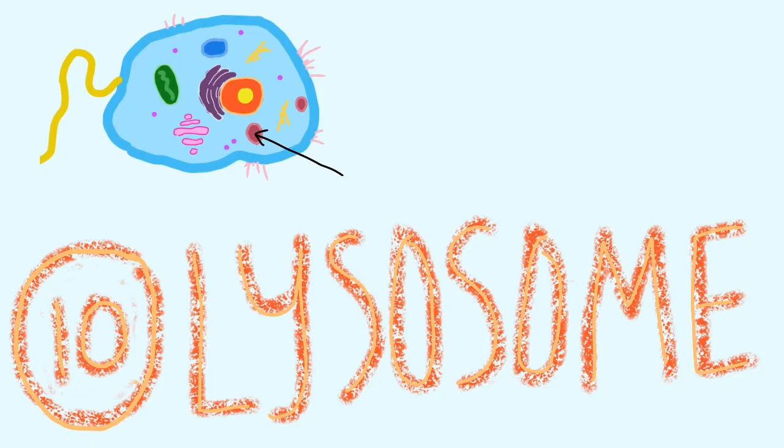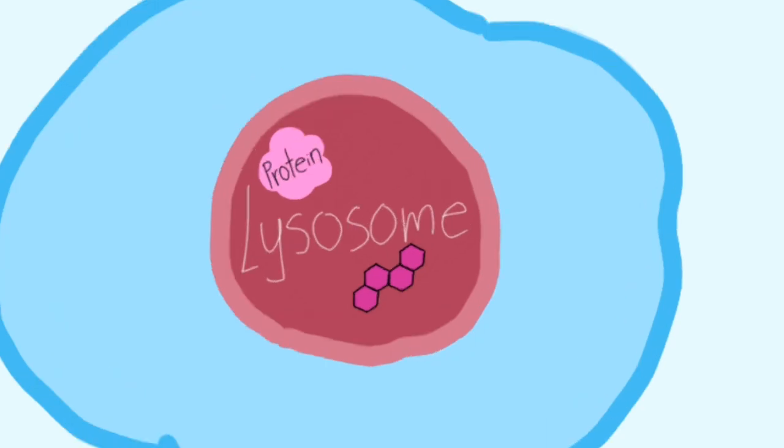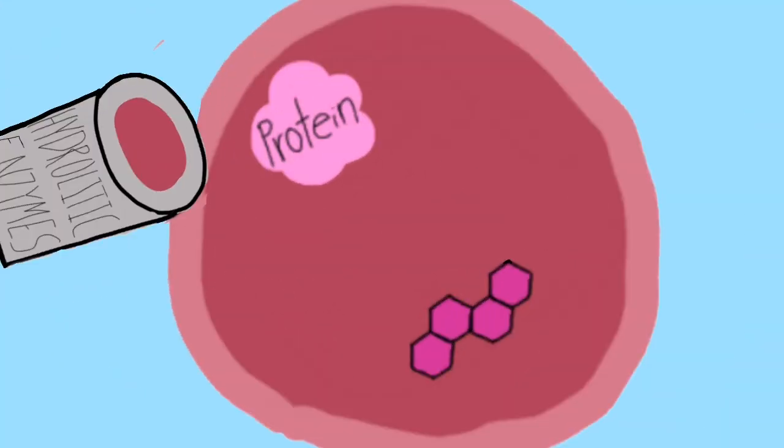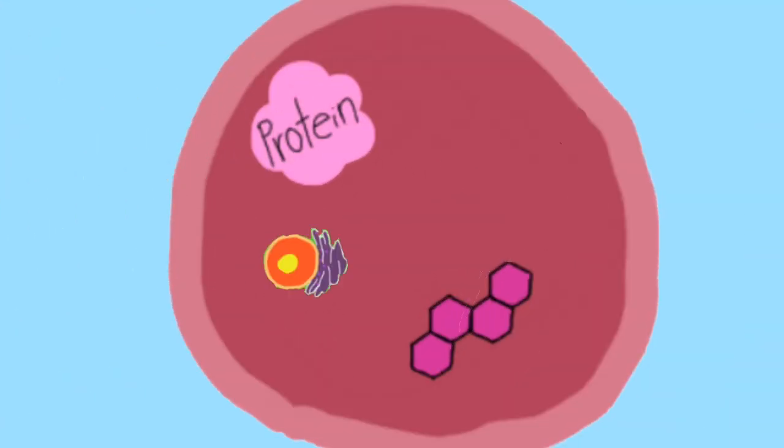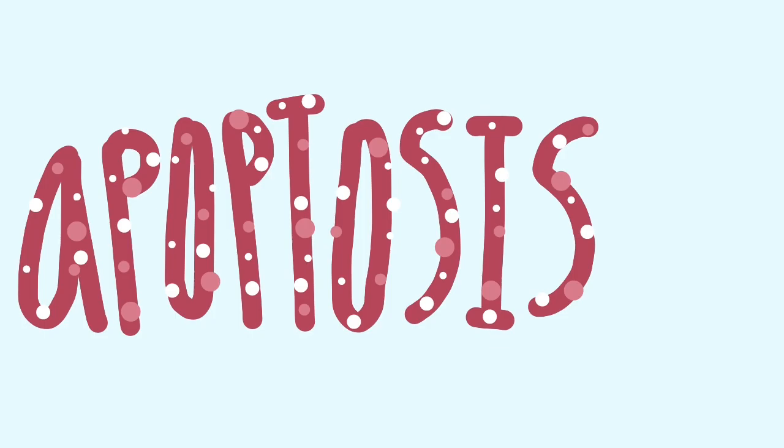The lysosome is often not found in plant cells. It contains digestive or hydrolytic enzymes that help break down molecules, excess or worn-out organelles, and even engulfed bacteria or viruses. In addition, damaged lysosomes that release their enzymes can aid in programmed cell death, called apoptosis.